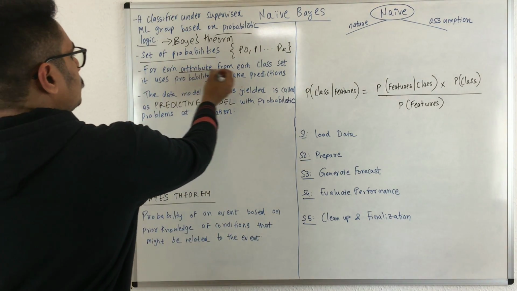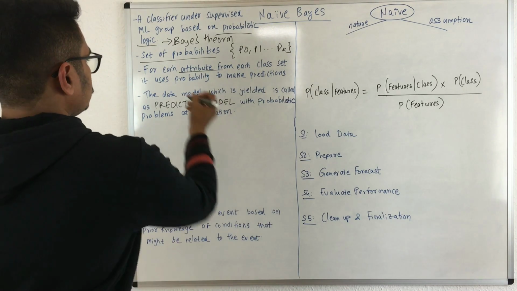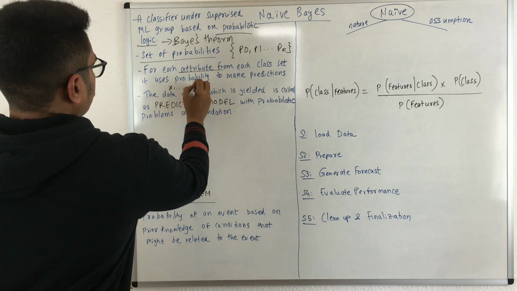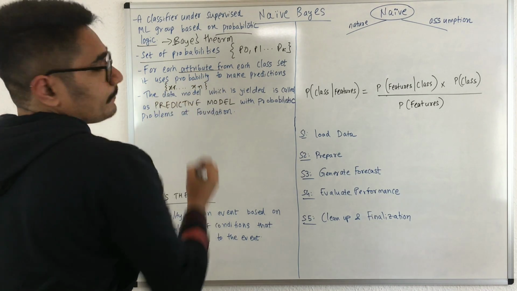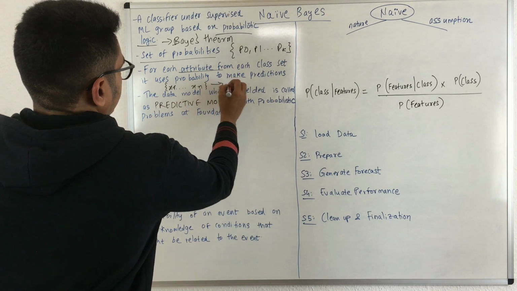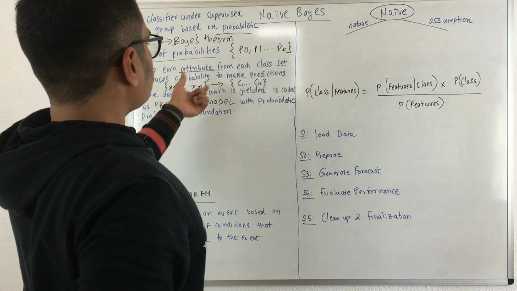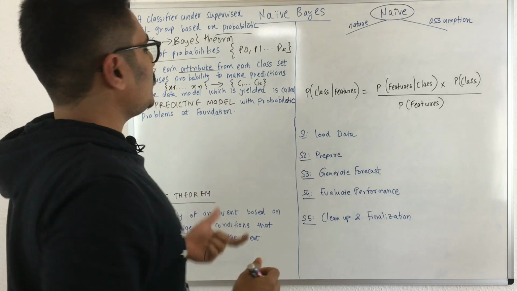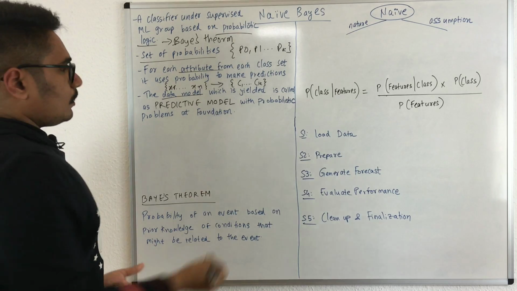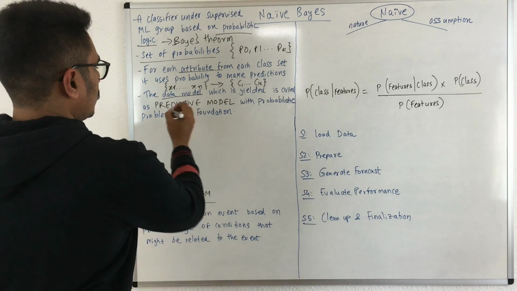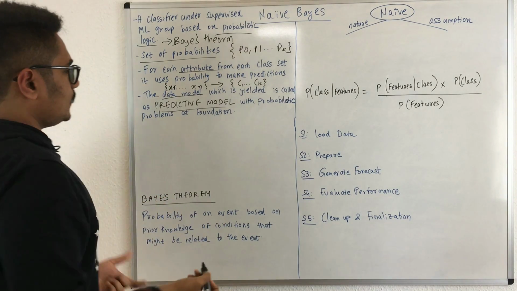So each attribute belongs to each class set. So we have x1 to xn, that is each of the attribute set, and it belongs to each of the classes, that is c1 to ck. And for those classes, it makes use of the probability to make any predictions. So the data model which is yielded from this effort is called a predictive model, which uses probabilistic problems as foundation.